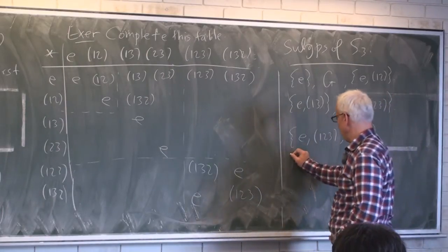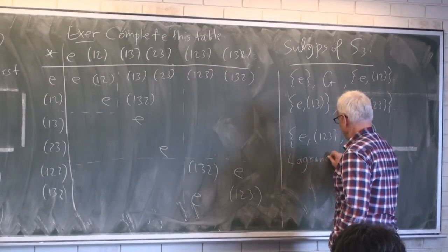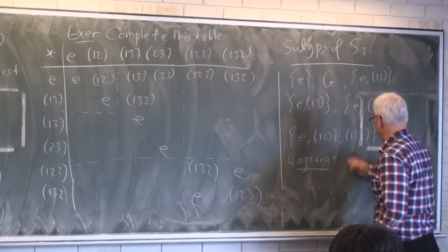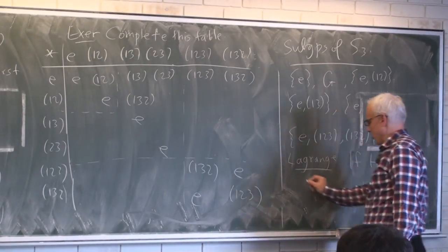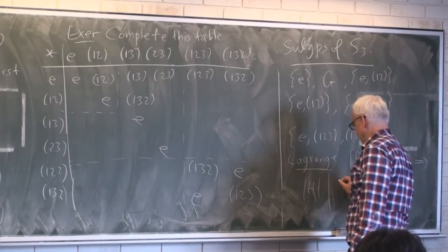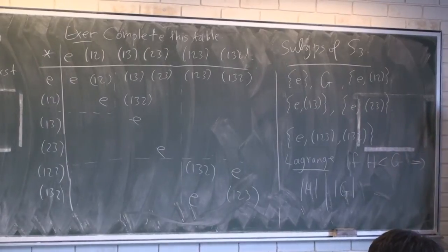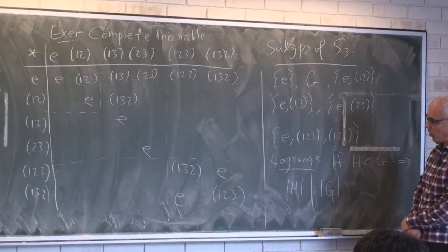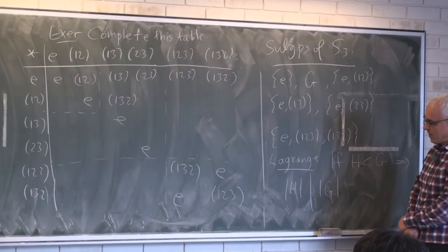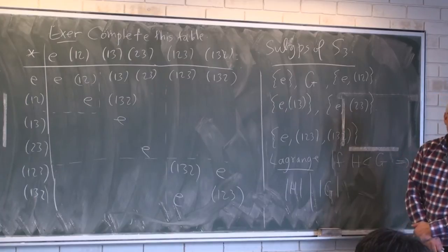A famous theorem of Lagrange tells us that if H is a subgroup of G, then the order of H always divides the order of G. So it's impossible for a group of order 6 like this to have subgroups of size 4 or 5.